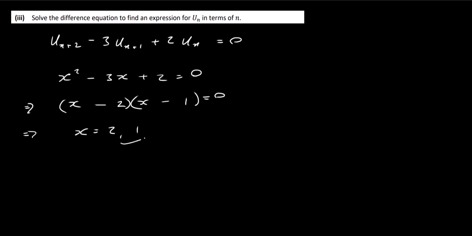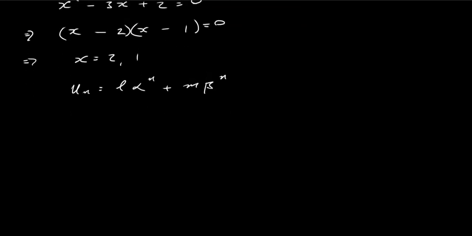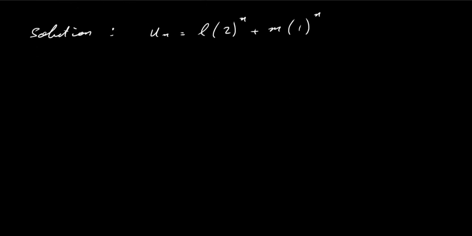So our two roots are different, so that means the solution will be in the form U_n is equal to L times alpha to the power of n plus M times beta to the power of n. Our alpha and beta are our roots. So in this particular case, our solution is U_n is equal to L times 2 to the power of n plus M times 1 to the power of n. What we've got to do now is work out what L and M are.